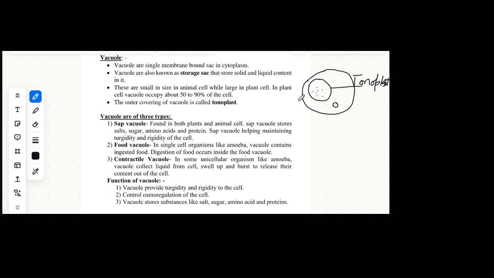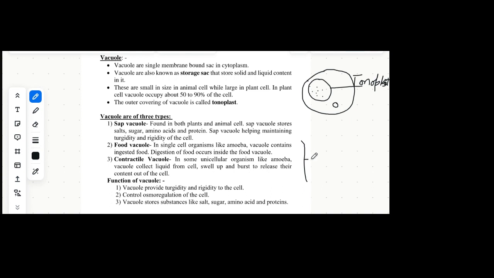There are three types of vacuole based upon their functions: sap vacuole, food vacuole, and contractile vacuole. In plant and animal cells, sap vacuole is present. This vacuole stores salt, sugar, amino acids, and protein. Sap vacuole helps in maintaining turgidity.